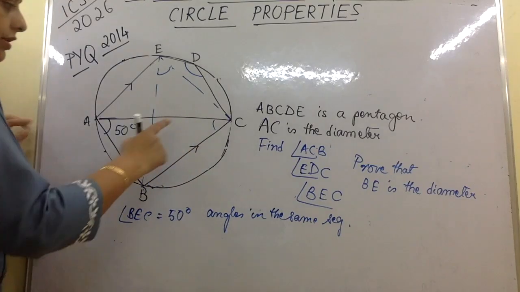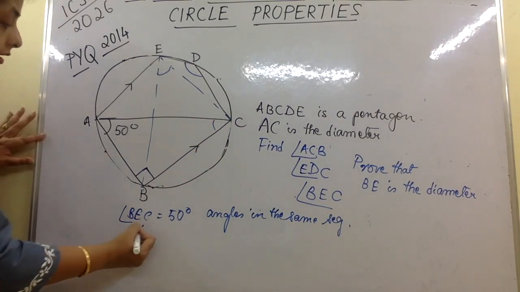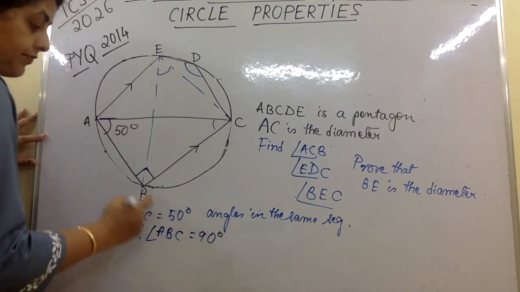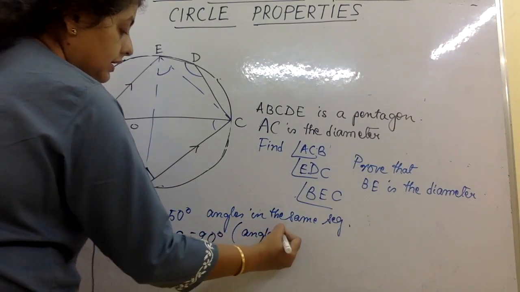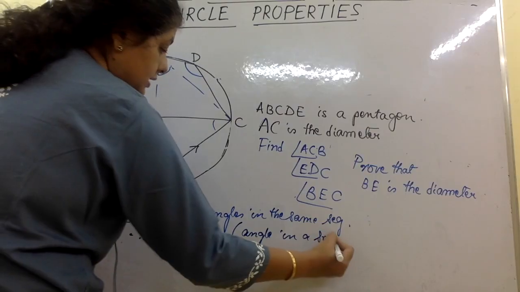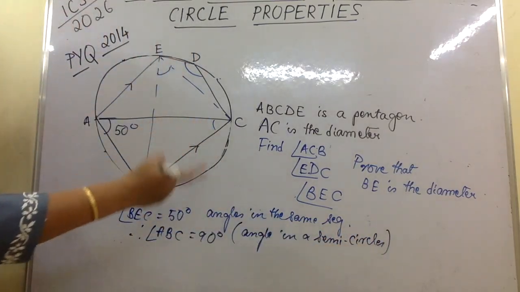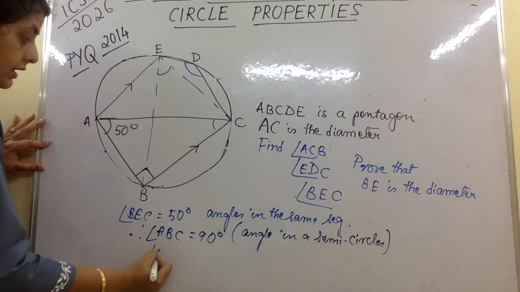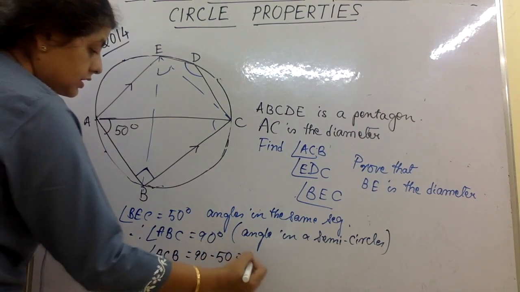this angle. Now remember, if AC is the diameter, then this angle is 90. Therefore, angle ABC is equal to 90 degrees. Angle ABC is 90. Why? Angle in a semicircle. If you give these reasons, then your examiner will be very happy. You must give. And therefore angle ACB is 90 minus 50, which is 40 degrees.